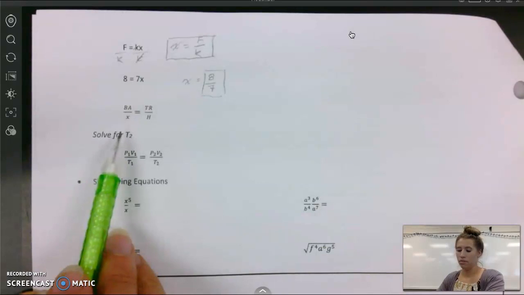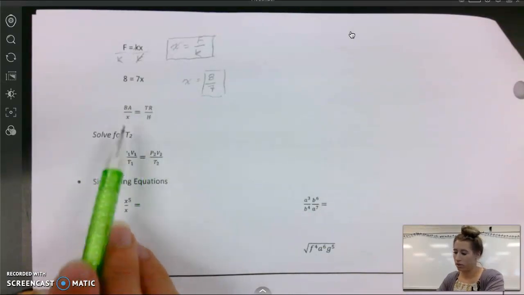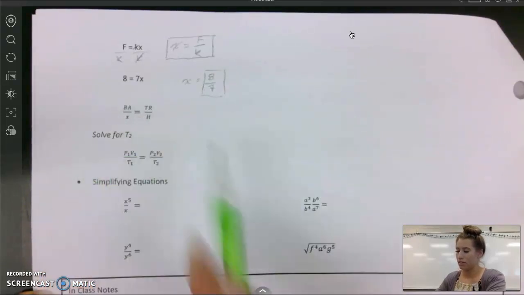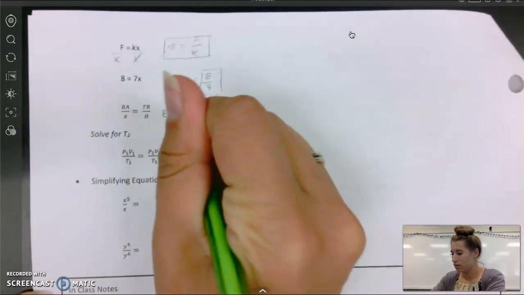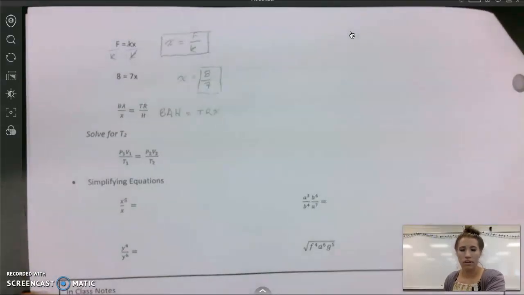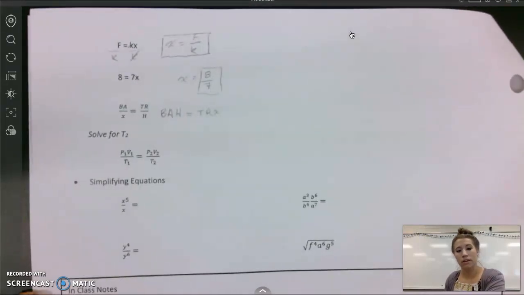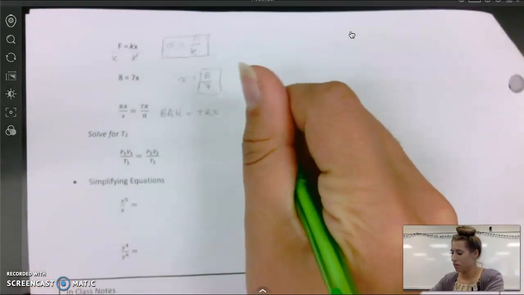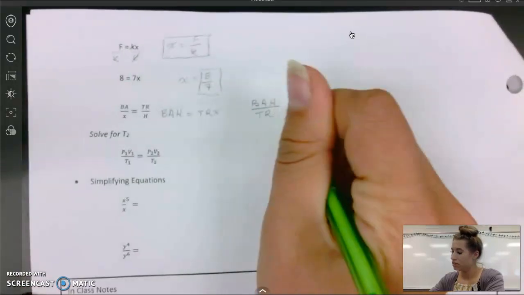So BA over x is equal to TR over H. We can start by cross multiplying, taking this BA times H and the x times TR and setting them equal to each other. So BAH is going to equal TRX. And now we're going to solve for x. And so we'll divide both sides by the TR value. So then that leaves us with BAH over TR is going to equal x.